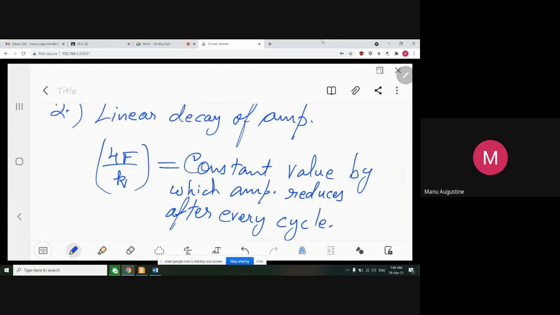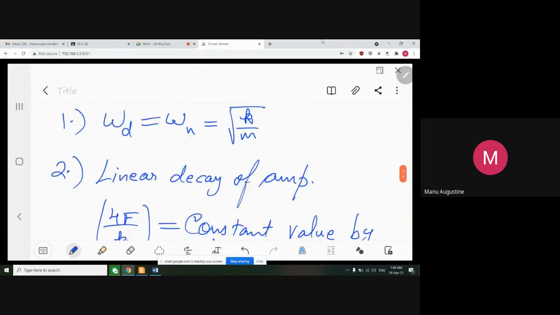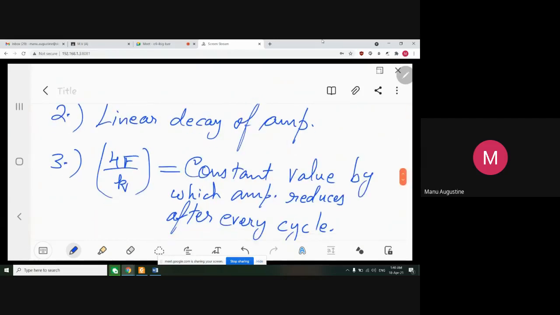यानी कि कूलम डैम्पिंग से रिलेटेड ये तो 3 पॉइंट एक तरह से याद रख लो. सेकंड तो हो गया डीके ऑफ एम्पलीट्यूड इज लीनियर, और थर्ड पॉइंट हो गया कि कांस्टेंट वैल्यू से एम्पलीट्यूड हर साइकिल के बाद रिड्यूस होता है, और वो कांस्टेंट वैल्यू जो है जितने से एम्पलीट्यूड की कमी आती है वो 4f by k के फॉर्मूले से निकाला जा सकता है.